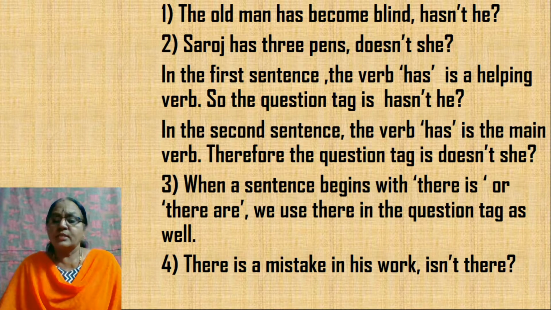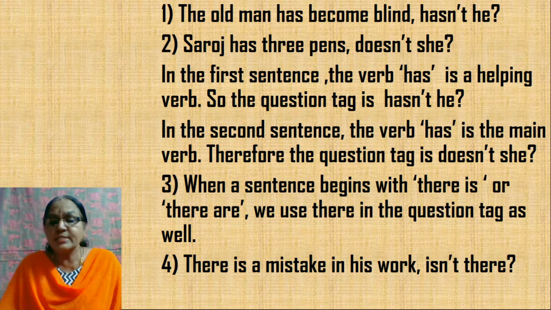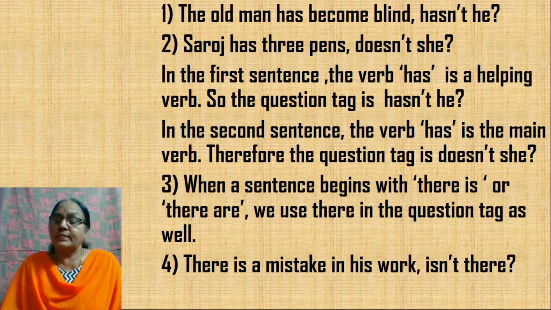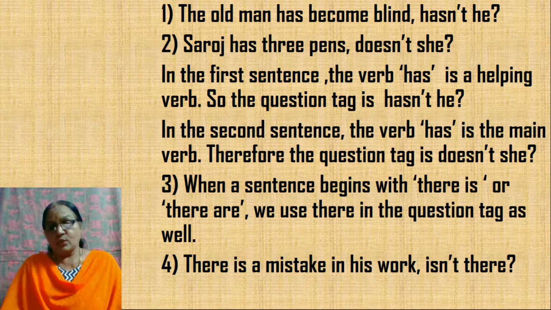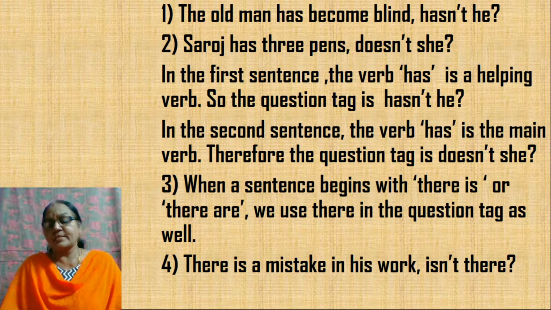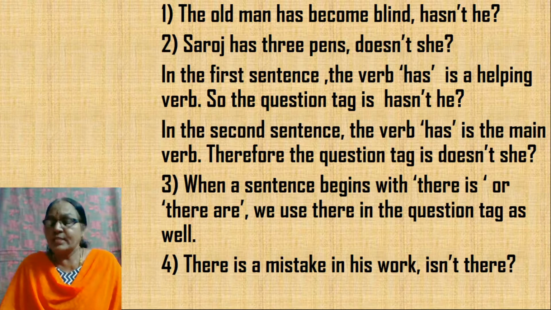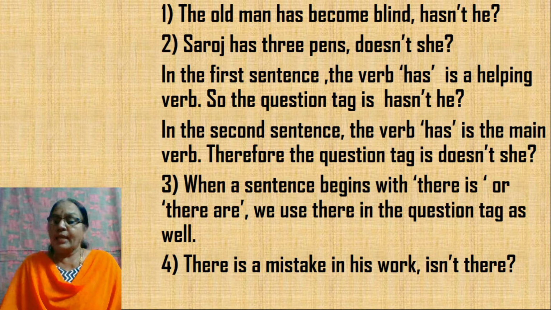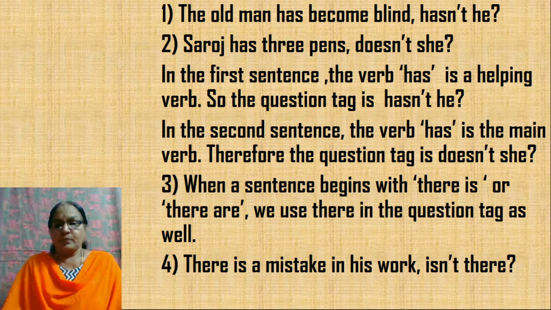Now apart from that, look at the sentence. There is a mistake in his work, isn't there? So here, when the sentence begins with there is, there are, etc., we use the same there in the question tag as well. So there is a mistake in his work. That's a positive statement, is becomes isn't. That's a negative tag, and there. So isn't there. So if the sentence begins with there is or there are, etc., we use there in the question tag as well.